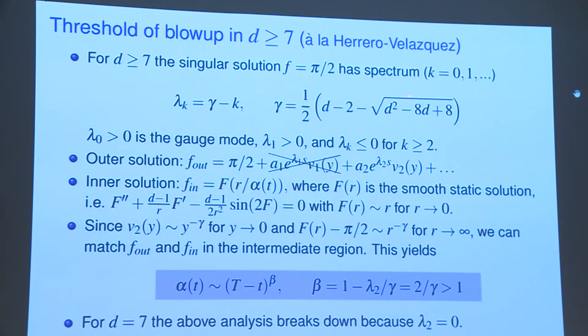And the numerology here is that you have the same phenomenon for all different kinds of equations, for example harmonic map flow, and everything is about whether this d squared minus 8d plus 8 is positive or negative. And this changes sign somewhere between dimension 6 and 7. Now, so what can we do?